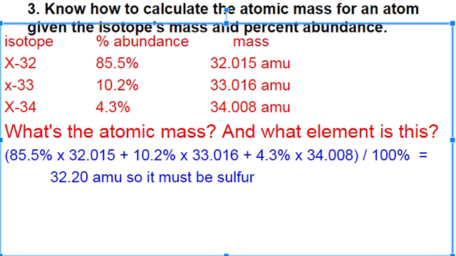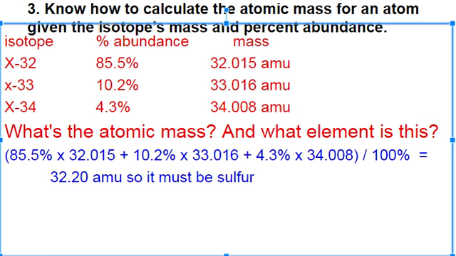So I just type in right like it says, 85.5 times the 32.015 plus 10.2 times the 33.016 plus the 4.3 times 34.08. Because what that percent's really telling me is that 85.5 atoms out of 100 weigh 32.015. Just like if we were averaging the weight in here and 3 people in here all weighed 120 pounds, we'd take 3 times 120. So that's what we do with our average here.